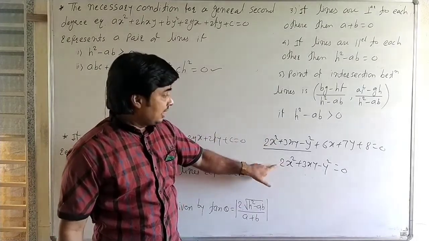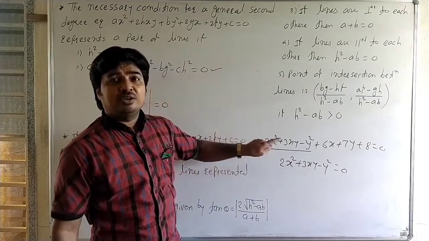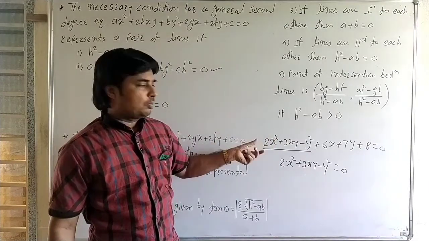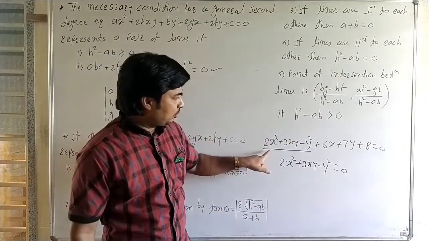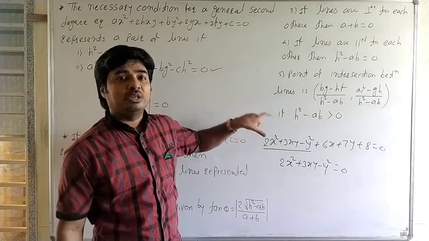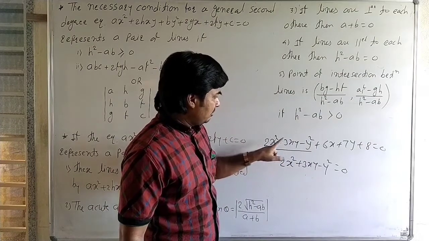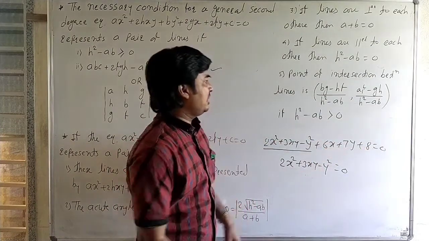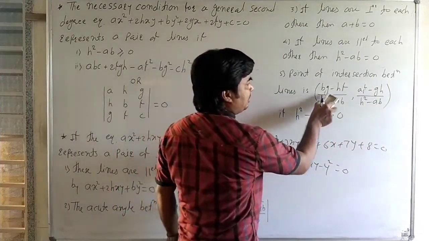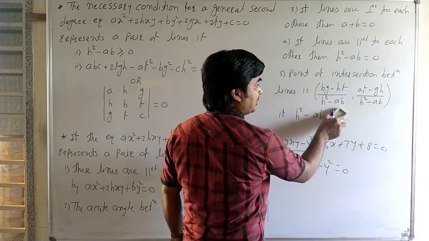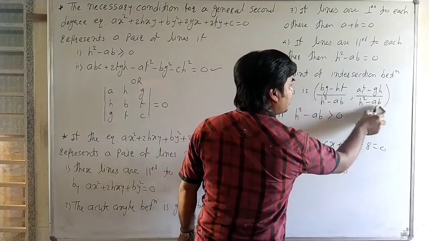The general second degree equation does not pass through any particular point. Therefore, here we find the point of intersection by using this formula. For the general second degree equation, the point of intersection is (bg minus hf) upon (h square minus ab), and (af minus gh) upon (h square minus ab).